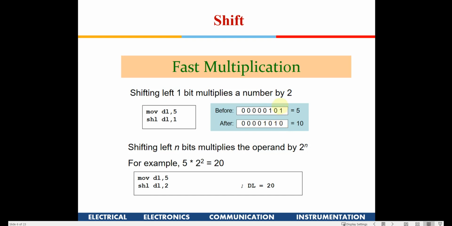Okay, is this multiplication thing clear to all of you? It's pretty easy, right? If you shift it left by 1, it is multiplication by 2 to the power of 1. If you shift it by 2, it will be 2 to the power of 2. So accordingly, if you keep shifting it n times, it will be multiplication by 2 to the power of n. Right? So this is known as fast multiplication.